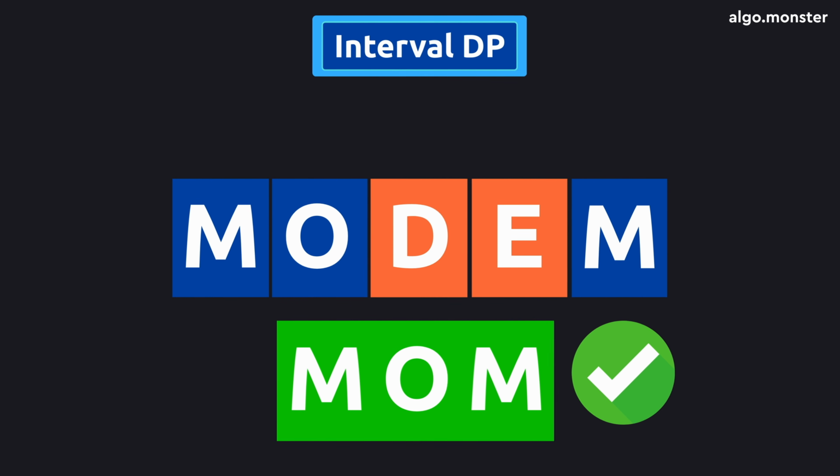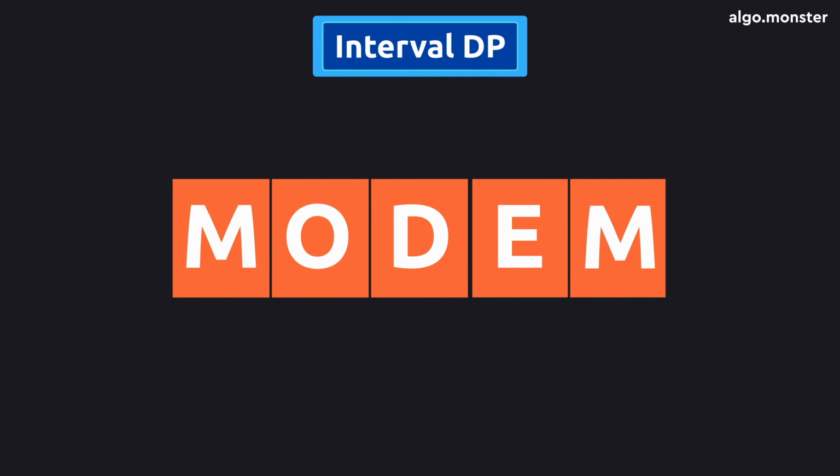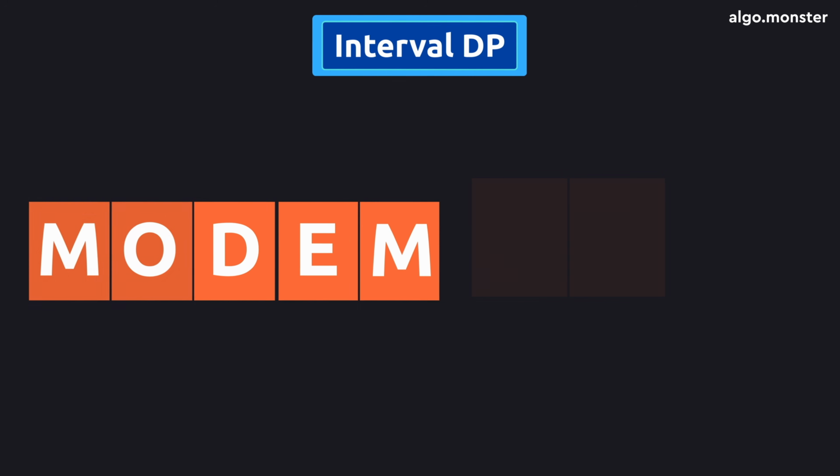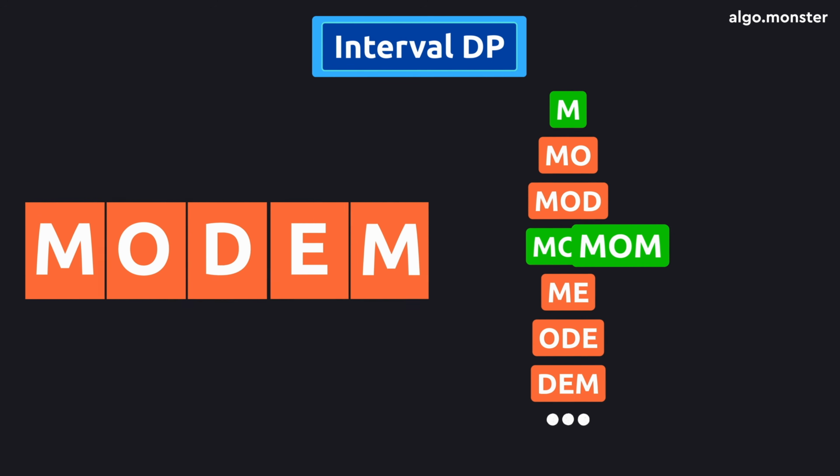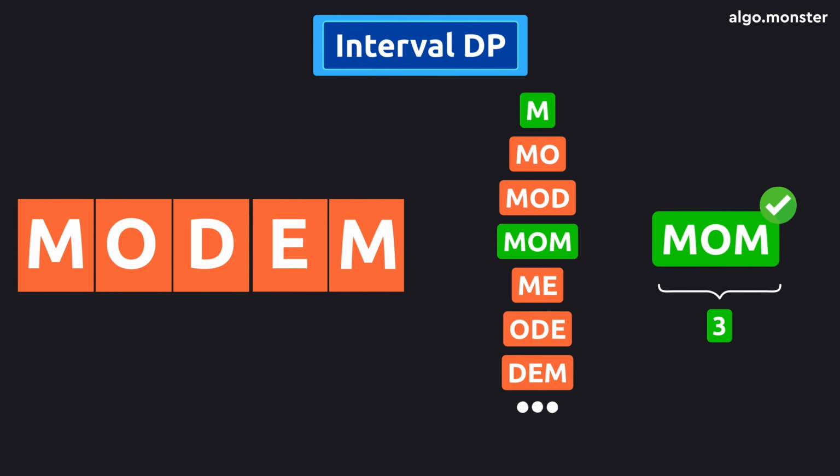So our task is to find the length of the longest palindromic subsequence in the given string. So how could we solve this in a brute force way? In theory, we could generate all possible subsequences of the string. Then for each subsequence, we'd check whether it's a palindrome. Finally, we'd take the longest one among all palindromes.